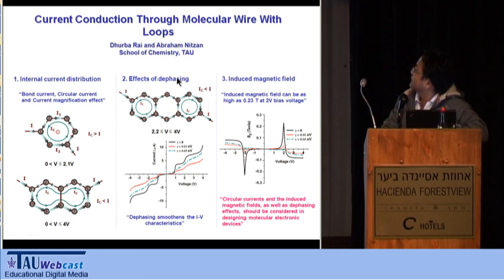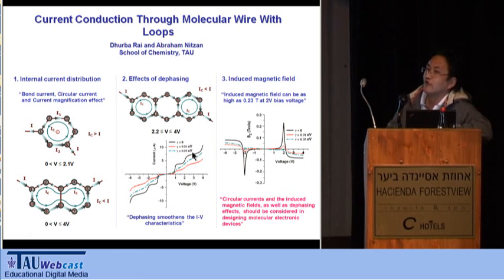Now we also studied the effect of decoherence, that is pure dephasing. The dephasing rates, maybe you cannot see here, are given in energy units: 0, 0.01 electron volt, and 0.05 electron volt. As the pure dephasing increases, the IV characteristic curve of the molecular wire with loops will get smooth.